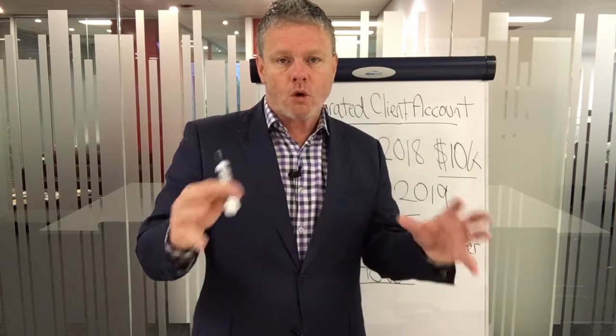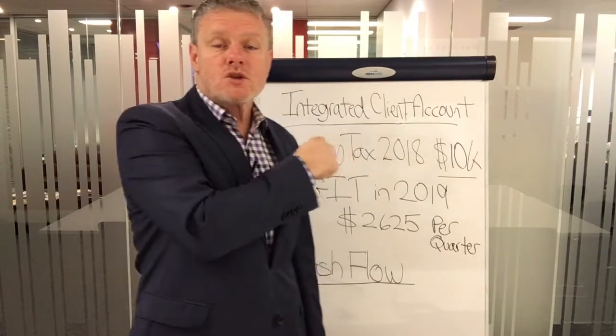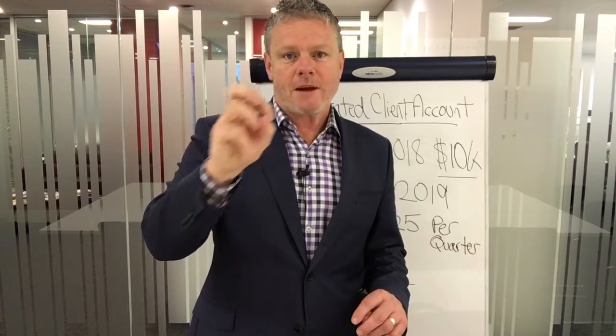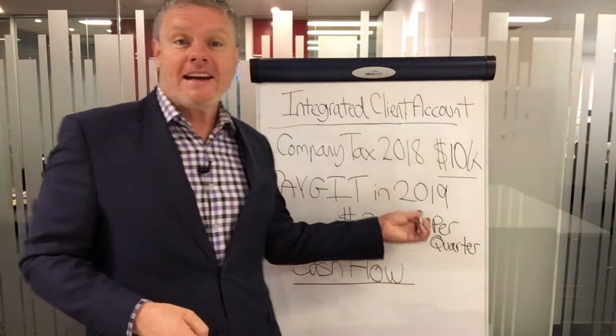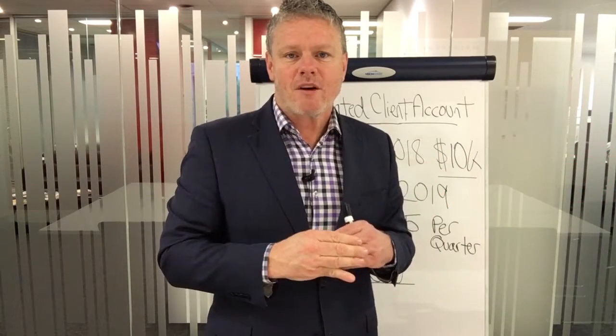A lot of people look at their integrated client account, they look at all of their tax that they're paying and say, we're paying too much tax, we don't know where it's going. When it comes to instalment tax, it's pure cash flow, and the tax office works out what you should pay. What's actually happening in this 2019 year could be completely different. If you're going to pay a lot more tax, doesn't matter, just cash flow and pay that $2,625 per quarter.